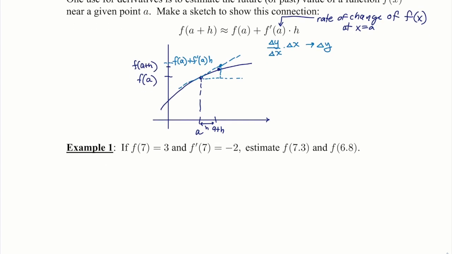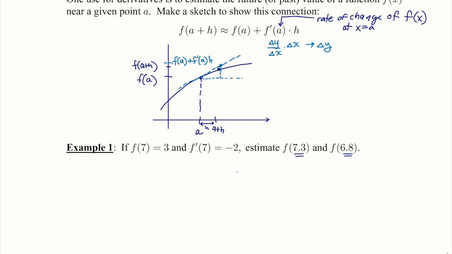So if I want to use that idea in example 1, I'm given f of 7 is 3 and f prime at 7 is negative 2. And I want to use that to estimate f of 7.3 and f of 6.8. Notice that 7.3 and 6.8 are both close to the anchor point that we have, which was 7. If they were asking us to estimate f of 20, it wouldn't make any sense. This is really only useful for values that are close to our anchor point, in this case 7.